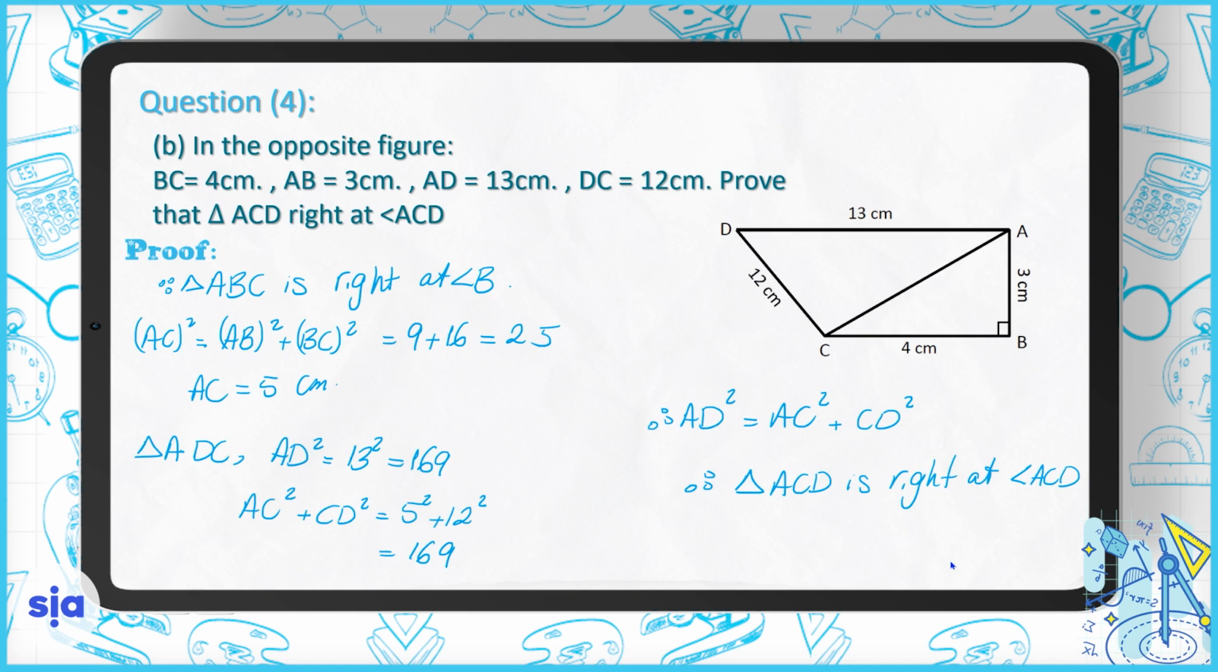In question 4b, the question wants us to prove that triangle ACD is a right triangle at angle ACD. Since triangle ABC is a right triangle at point B, which is given, therefore, by Pythagoras, AC squared equals AB squared plus BC squared, which is 9 plus 16 equals 25, then AC is the square root of 25, which is 5 centimeters.